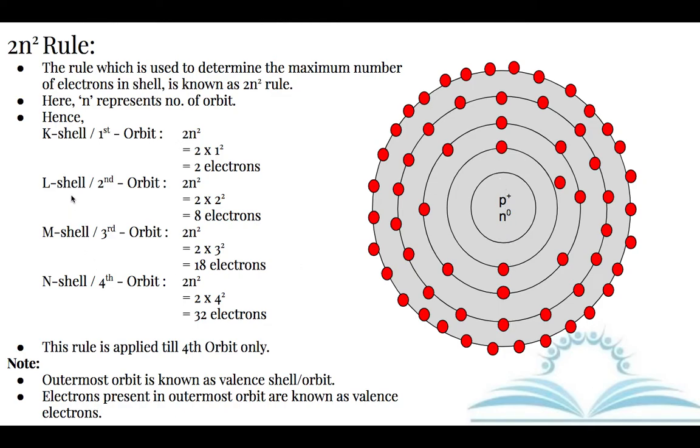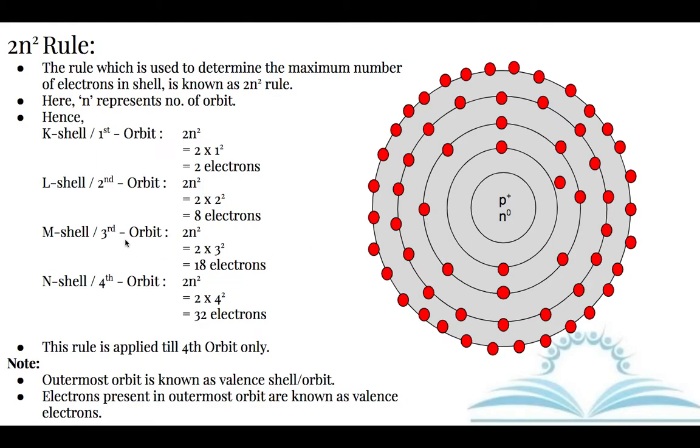Similarly, let's go to the second shell. It is also called L shell, and if you apply the same formula 2n square, n means 2, so 2 square means 4, 4 times 2 means 8. That means the second orbit can carry 8 electrons. If you count here, it will be 8 electrons.